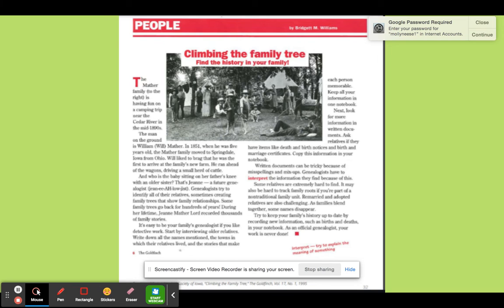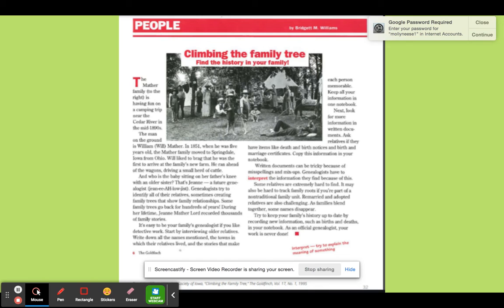The Mather family is having fun on a family camping trip near the Cedar River in the mid-1890s. The man on the ground is William, or Will Mather. In 1851, when he was 5 years old, the Mather family moved to Springsdale, Iowa from Ohio. Will liked to brag that he was the first to arrive at the family's new farm. He ran ahead of the wagons, driving a small herd of cattle. And who is the baby sitting on her father's knee with an older sister? That's Jean, a future genealogist.